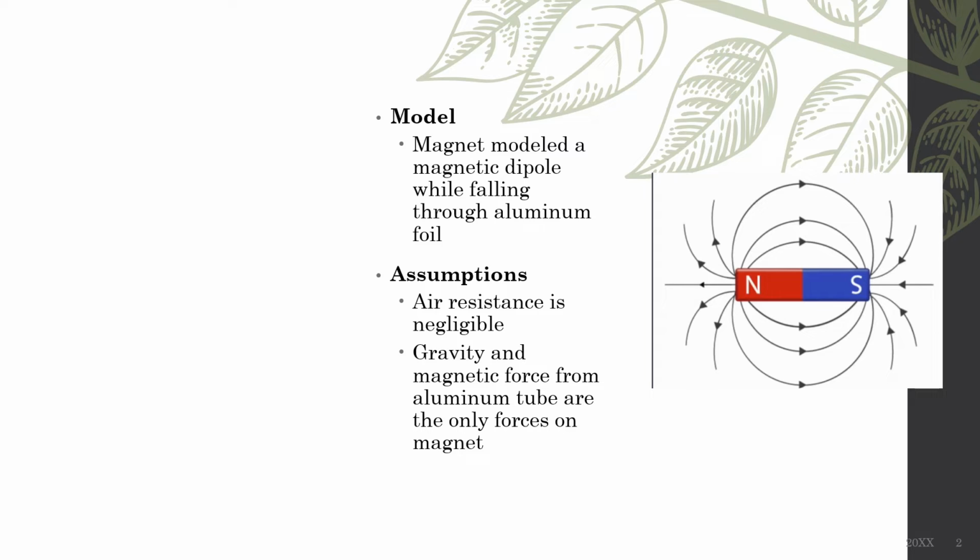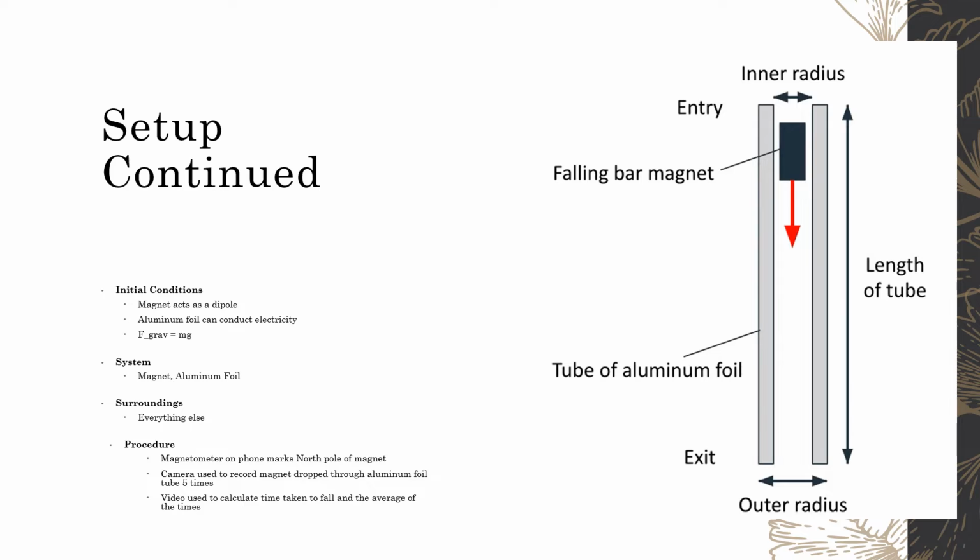For our model, the magnet was modeled as a magnetic dipole while falling through aluminum foil, and our assumptions were that air resistance is negligible and the gravity and magnetic force from the aluminum tube are the only forces on the magnet. So for our initial conditions, the magnet acted as a dipole, the aluminum foil could conduct electricity, and the force of gravity equals mg. For our system, it was the magnet and the aluminum foil, and our surroundings was everything else.